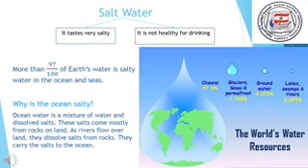Let's now explain, why is the ocean salty? How does the water becomes very salty? Ocean water is a mixture of water and dissolved salts. These salts come mostly from rocks on land. As rivers flow over land, they dissolve salts from rocks. They carry the salts to the ocean.